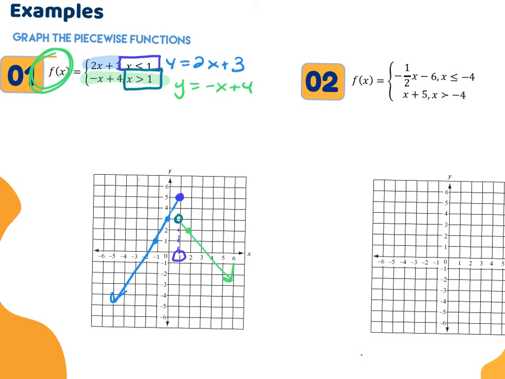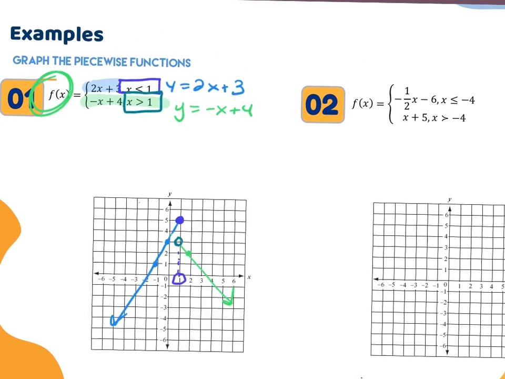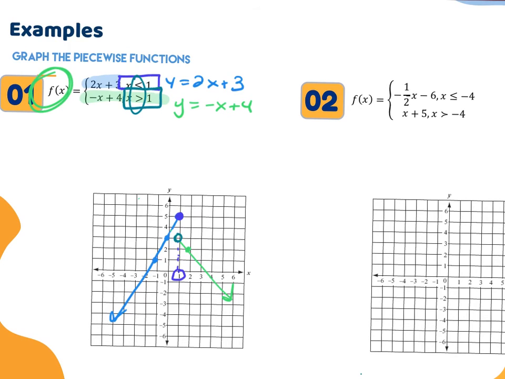Wait, how do you know which direction it is? That inequality sign. The first one says less than 1, so less than would be left. Greater than would be right. But then you erase the part that's not in that range, so that is only true for those values. So that blue line should only be there where x is less than or equal to 1, and the green line should only be there where x is greater than 1.